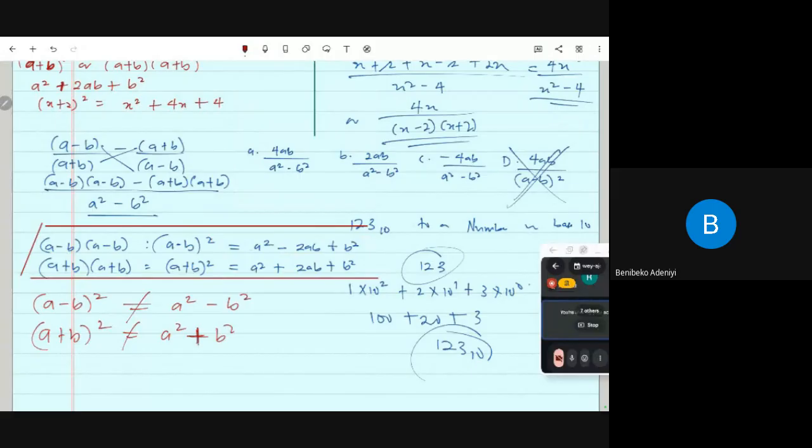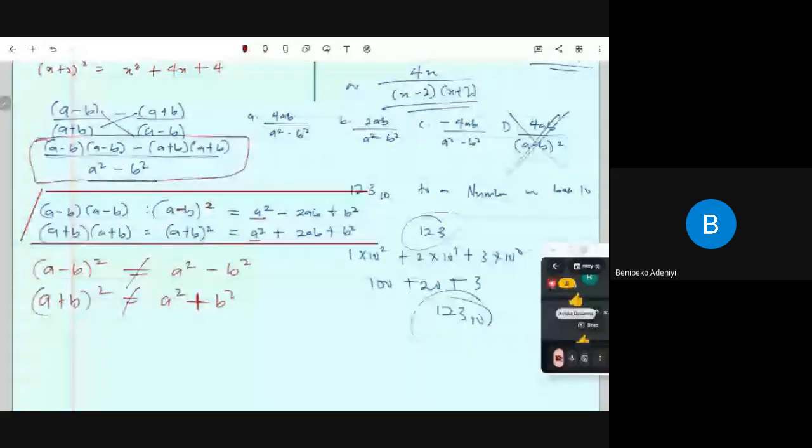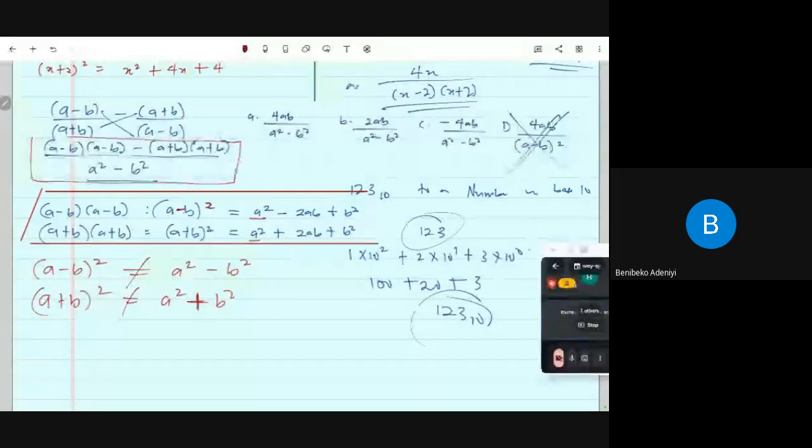A squared, then minus 2AB, then plus B squared. This one, A squared plus 2AB plus B squared. Do you understand? So everything here now changes. I want to start from here. So this one here will change to what I have here: A squared minus 2AB plus B squared.